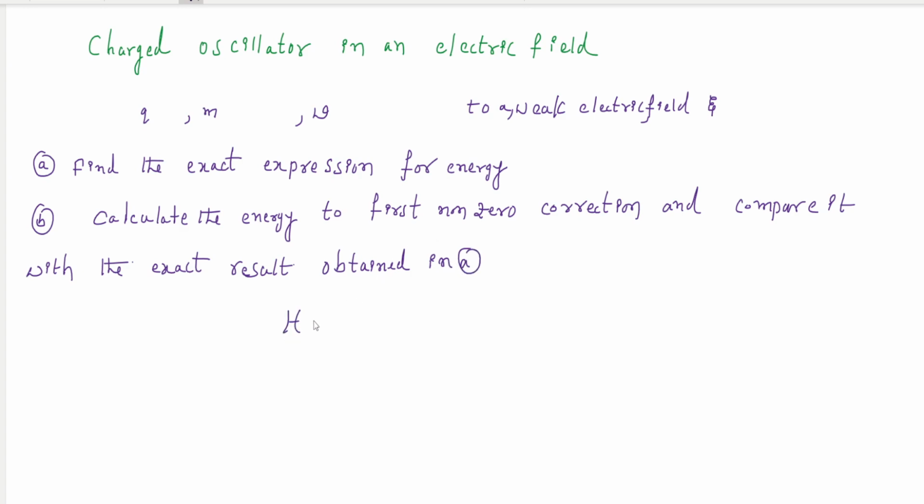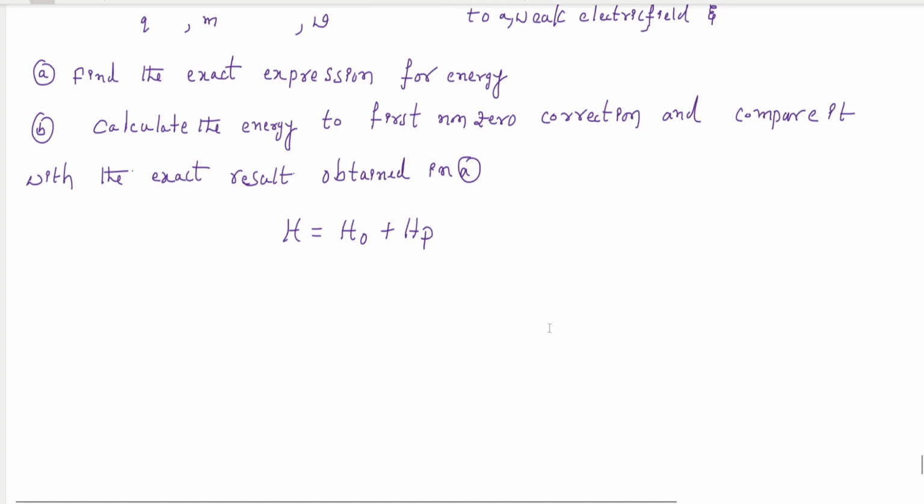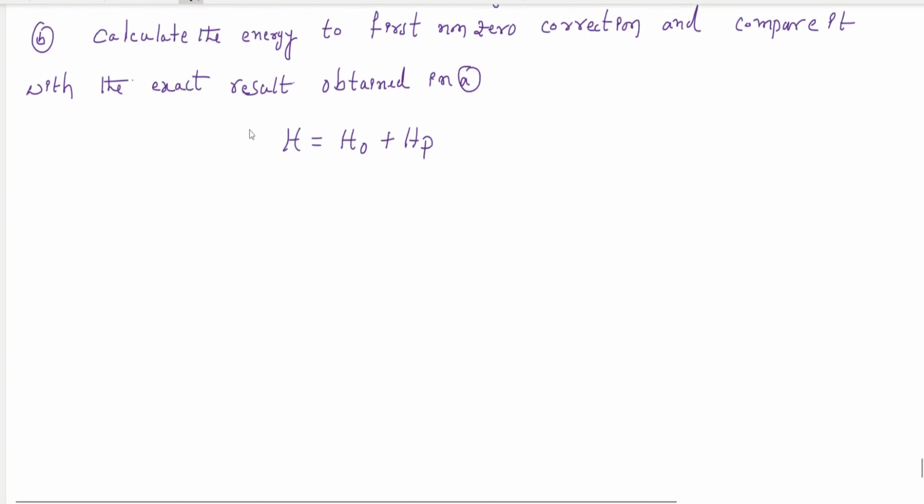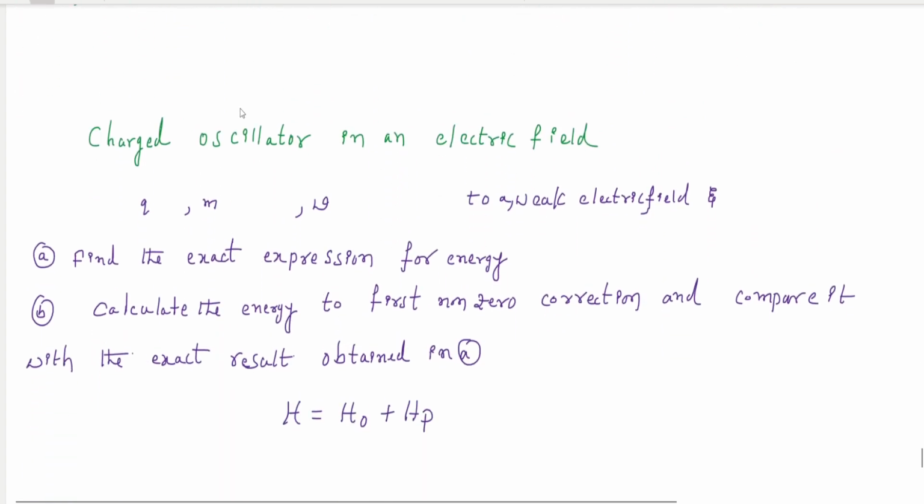So here the Hamiltonian is split into two terms. One is the unperturbed Hamiltonian, another one is the perturbed Hamiltonian. So here I am going to write the Hamiltonian of the system. A charged oscillator in an electric field: one particle of mass m has angular frequency omega, and I'm going to subject this charged particle to a weak electric field. Then the potential energy changes, right?